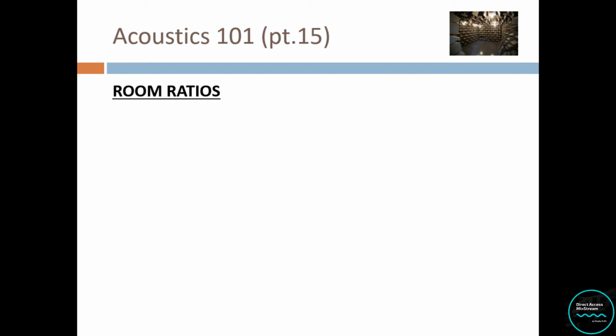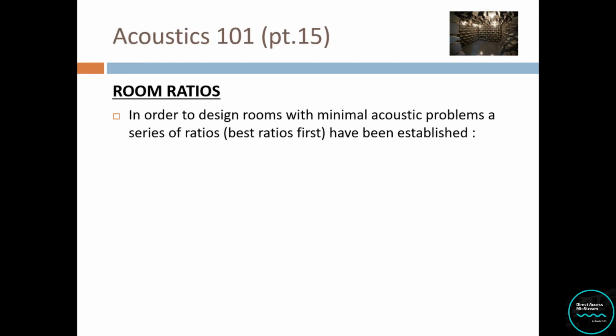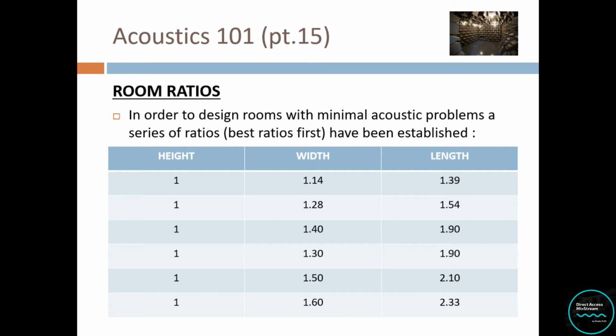Okay, now moving on. What are the room ratios? Scientists and acousticians have already done some research. They have identified that there are some ratios of the room, the nisbah, in order to minimize the acoustic problems. So these are the series of ratios that they have determined. This is always height, width, and length. So let's take the height of 1.1, then the width 1.14, 1.39.